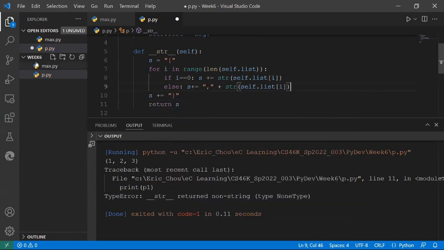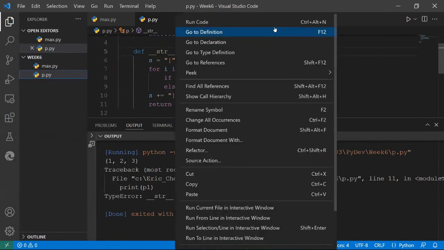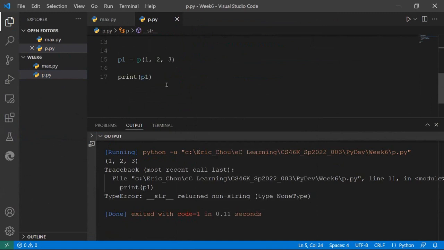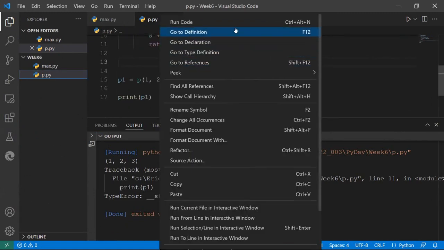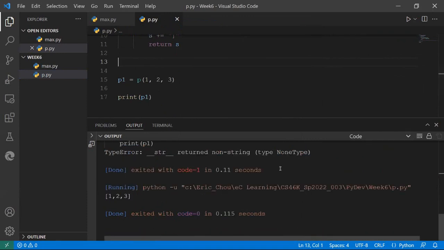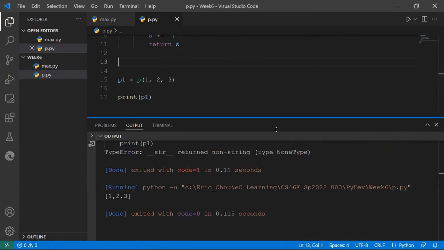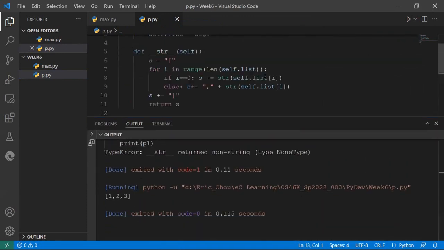Sorry for that. It requires a string, so I print is not okay. So here I should actually do print P1. Is that okay? So this one is okay.